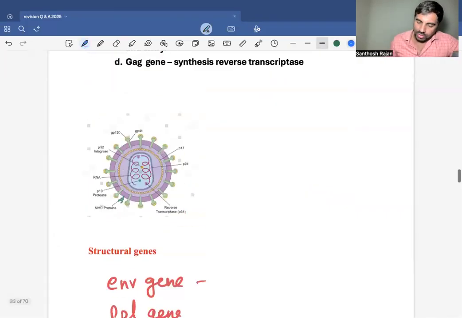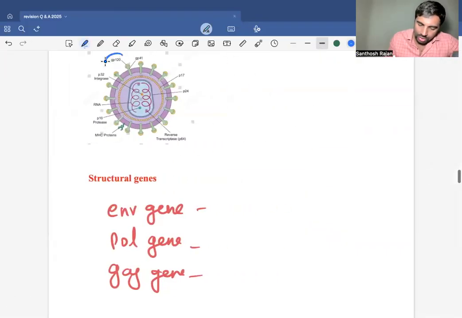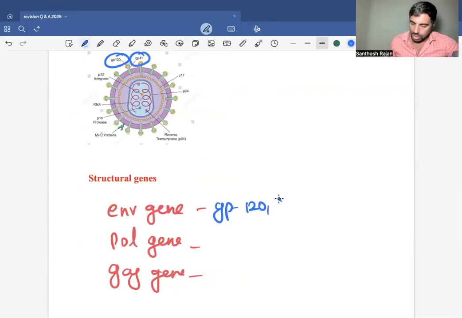Envelope is always the outer covering. In the outer covering you see gp120 and gp41. They represent glycoprotein 120 and then glycoprotein 41. And gp160 also sometimes. But here gp41 and gp120 are very important.